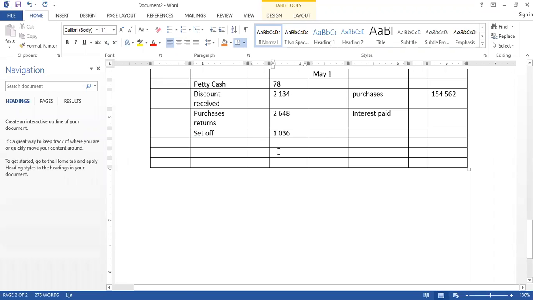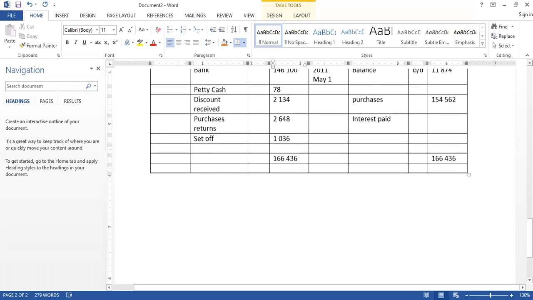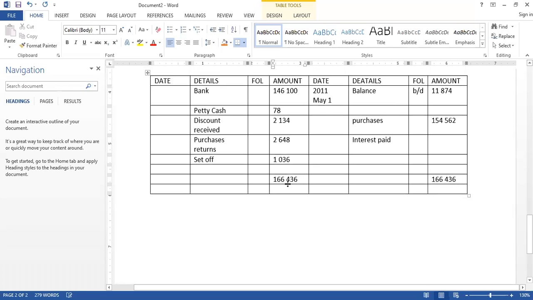And then from there, what do we do next? Okay, we got our balancing figure, which is 166,436. I hope we got the same amount. 166,436. And then from there, we subtract our smaller side from the balancing figure. Obviously, the difference will be our balance carried down.